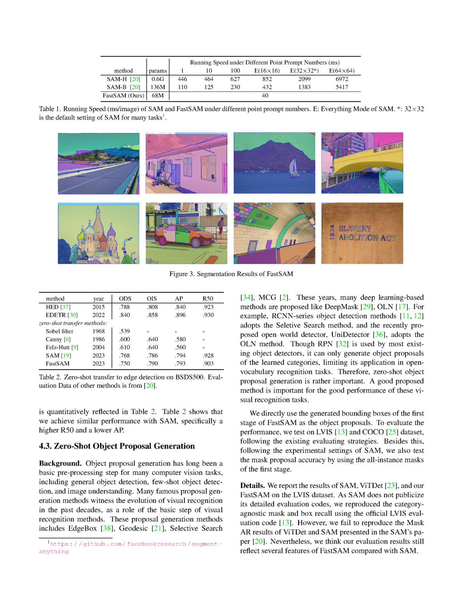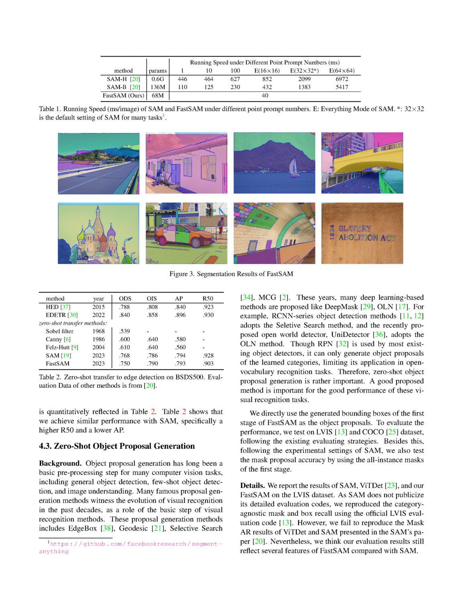The process of generating object proposals has been a foundational step in numerous computer vision tasks for quite some time. This includes tasks like general object detection, few-shot object detection, and image understanding. Several well-known proposal generation methods have been a part of the evolution of visual recognition over the past few decades, essentially serving as a crucial step in visual recognition methods. Some of these proposal generation methods include EdgeBox, geodesic, selective search, and MCG.